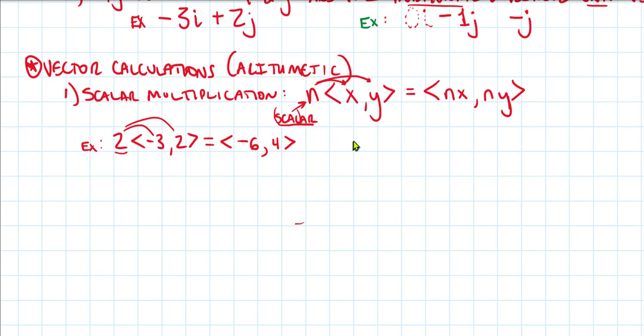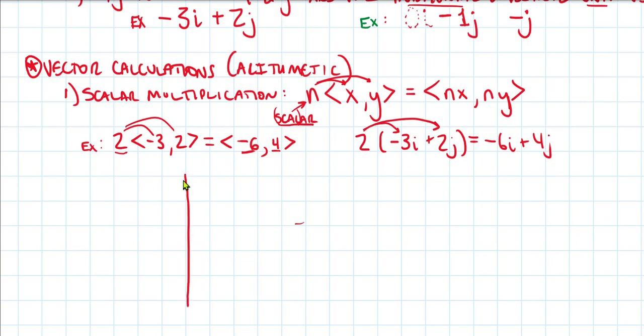Similarly, in ij notation, we'll just use the same example. This vector in component or rectangular notation would have -3i plus 2j. That's the ij notation. And same thing, we would simply take that 2 scalar and multiply it by both our i and j parts of ij notation, and we would get -6i plus 4j, which again mirrors what we have over here in component notation. Now I do want you to know what this would look like on the xy coordinate plane so that you can get a sense of all the different ways that we can think about what multiplying by a scalar does.